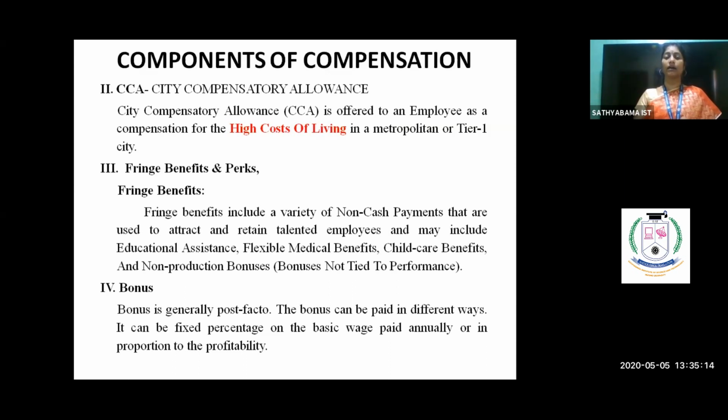And then comes the bonus. So we all know what is meant by bonus. It is a fixed percentage which is given from the profits of the organization. Either it will be given annually if it is mentioned, or sometimes in proportion to the profits the organization is earning. So that is what a bonus is, which is given additional to the salary package at times.